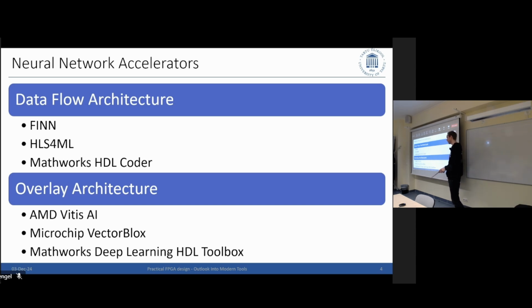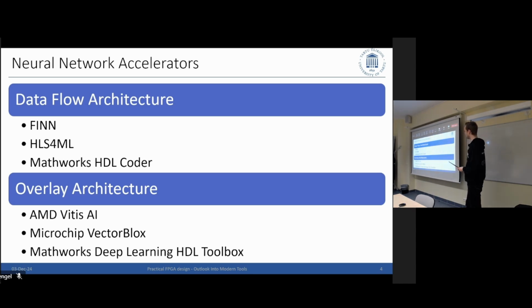That will be a bit slower, mostly because of memory bottlenecks. You need to transfer all your weights and biases out of the memory into your accelerator on each cycle of your operation, which of course takes extra time.